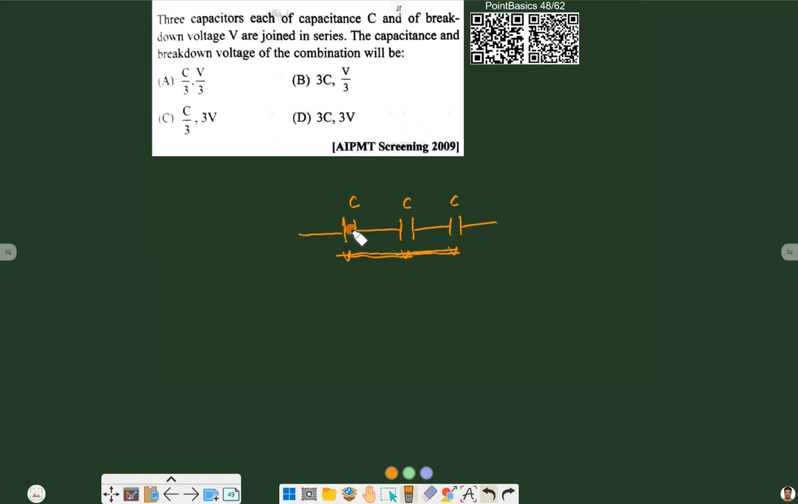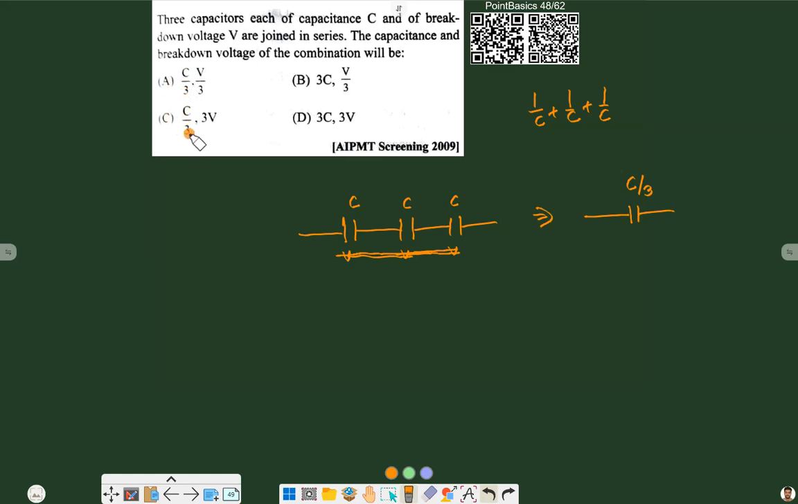Now, as each of them has a capacitance C and all of them are in series, their effective capacitance will be 1 by C plus 1 by C plus 1 by C. So it will be effectively C by 3. So now if we see the available options, we have only option A and C, which has capacitance C by 3 as an answer.